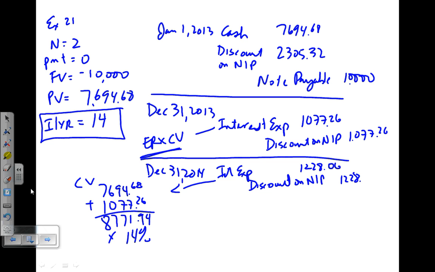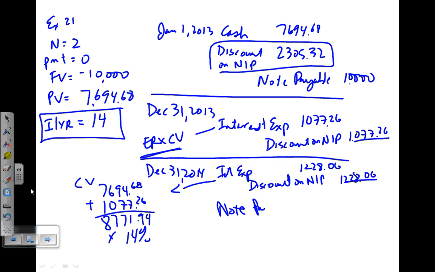And once I've done that, when we think about that discount, it had a debit balance of 2,305. It was reduced by 1,077. It was reduced by 1,228. It's now 0. And so the last journal entry is to get rid of the note payable, $10,000 cash to pay back the note. All right, so that's a straightforward case of the note payable issued for cash.